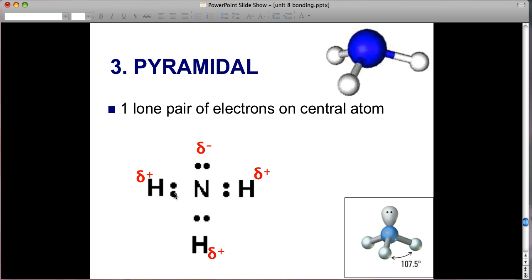Pyramidal. This is when it almost looks like a pyramid, and we have this one set of lone pair electrons up on top. And here we have definitely one end that is more electronegative than the other ends. So this is our partial negative end, and the hydrogens are our partial positive ends.